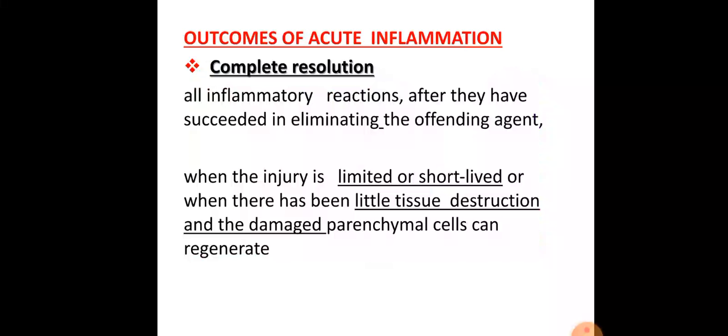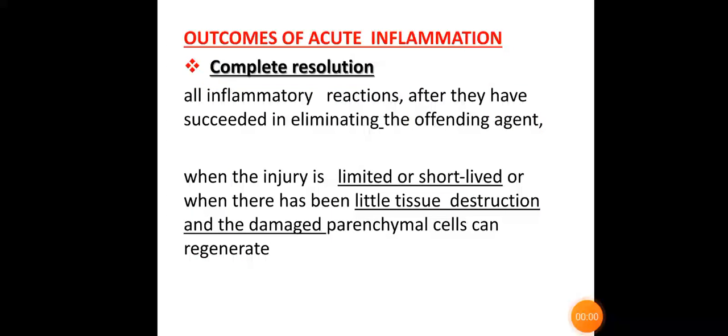After finishing the morphological patterns of acute inflammation, now we change to the outcomes of acute inflammation. What happens after the acute inflammation ends? What is the end of the story of acute inflammation? This is what can be seen.